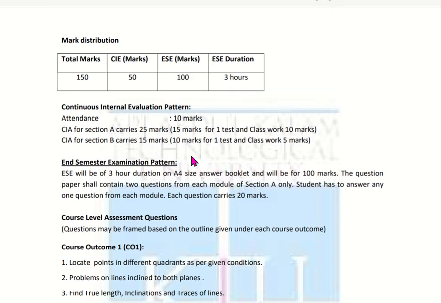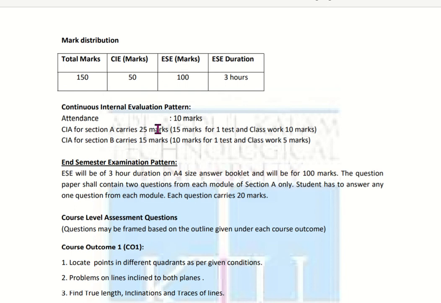Moving to the detailed description of the mark distribution for the university examination, it has 150 marks: for CIE, the continuous internal evaluation pattern, it is 50 marks, and for ESE, the end semester examination pattern, it consists of 100 marks, and the duration of the examination is around 3 hours. In these 50 marks we have split-ups, that is attendance, which is 10 marks. For CIA, we are conducting the examination in two sections, section A with 25 marks and section B with 15 marks.